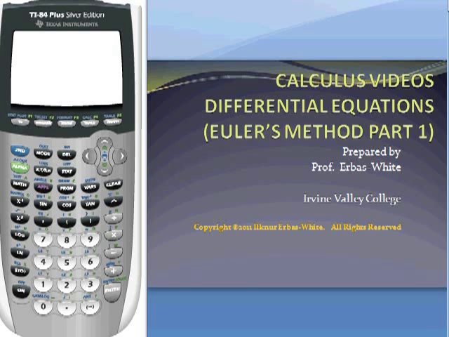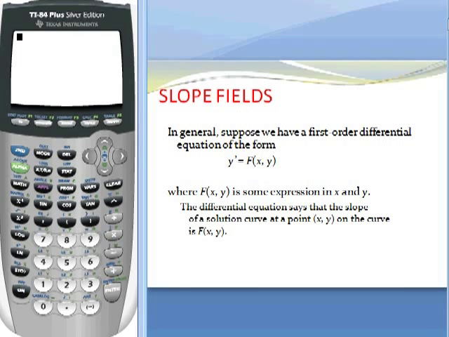Now we will talk about slope fields first, and then we'll talk about Euler's method next in this section. So let's see what we have. Suppose we have a first order differential equation of the form y prime equals f of x and y, where this is an expression in x and y. That means the slope of your curve at any point x and y is given by this equation.